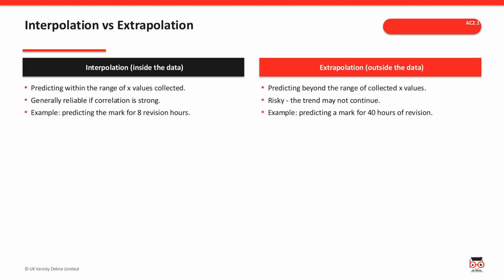This is worth dwelling on. Interpolation means predicting inside the range of x values you actually collected, and if the correlation's strong, it's generally reliable, like our 8 hours estimate. Extrapolation means reaching beyond that range, and it's risky because the trend simply may not continue, like assuming 40 hours of revision keeps piling on marks. The line knows nothing about the world outside the data it was built from.